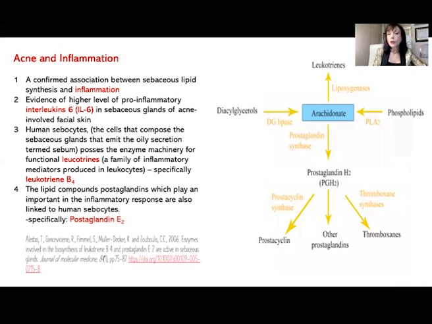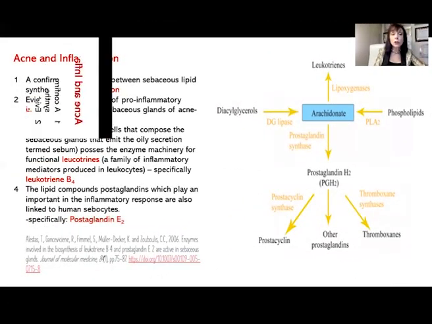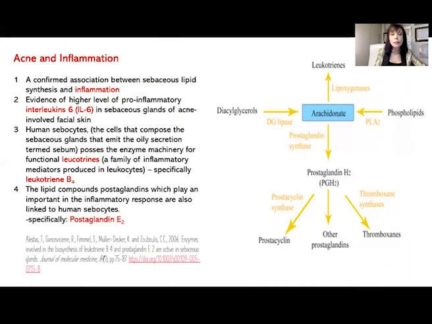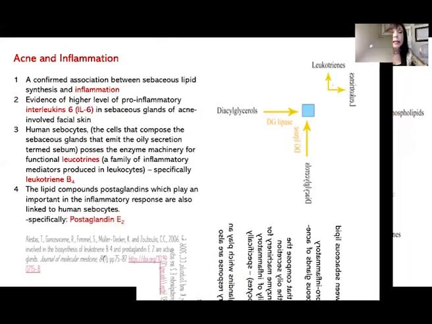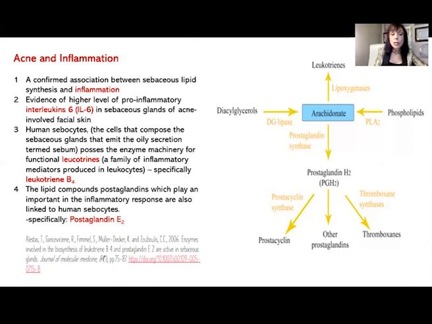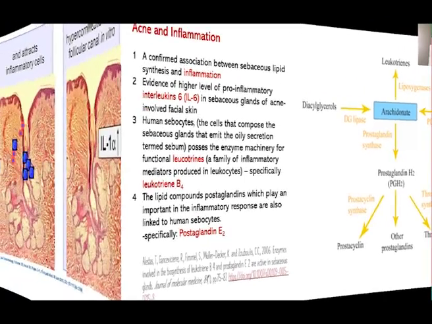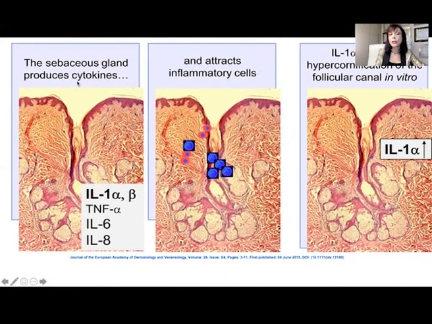Now, acne and inflammation. Acne is very connected to inflammation, especially adult acne, and there is a confirmed association between sebaceous lipid synthesis and inflammation. There is evidence of higher levels of pro-inflammatory interleukin in human sebocytes, the cells that compose the sebaceous glands. Lipid compounds, prostaglandins, also play an important role in the inflammatory response and are also linked to human sebocytes, specifically prostaglandin E2.